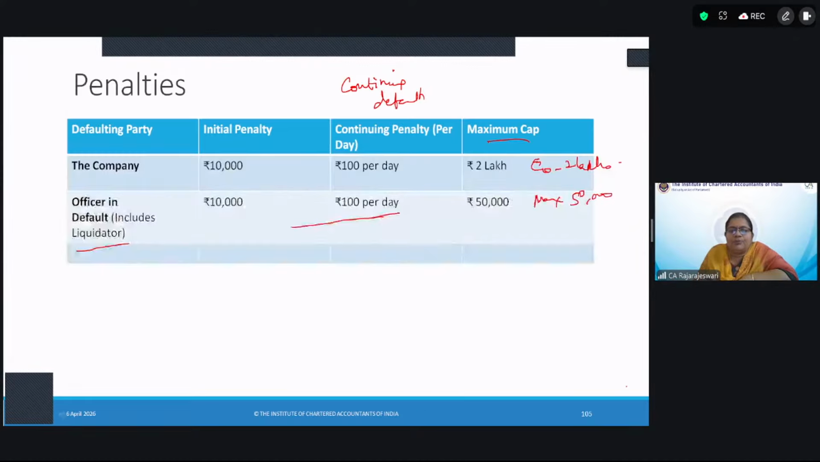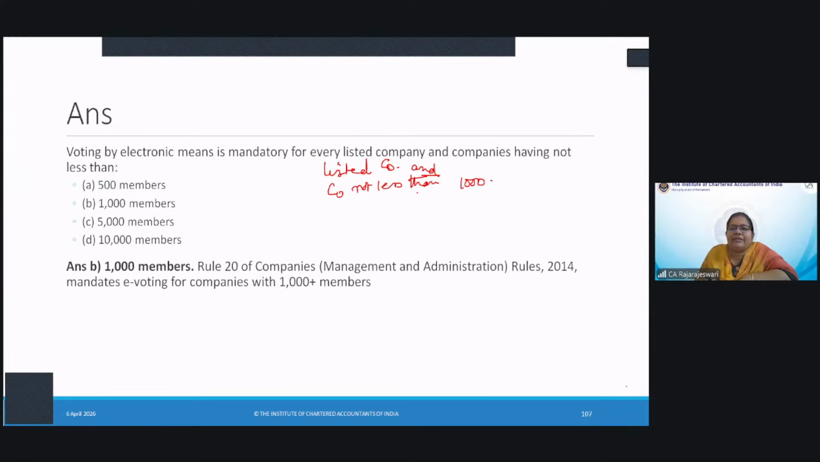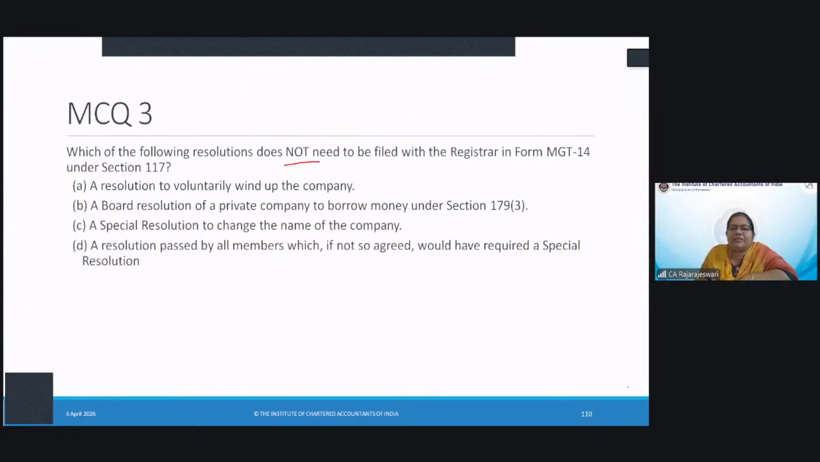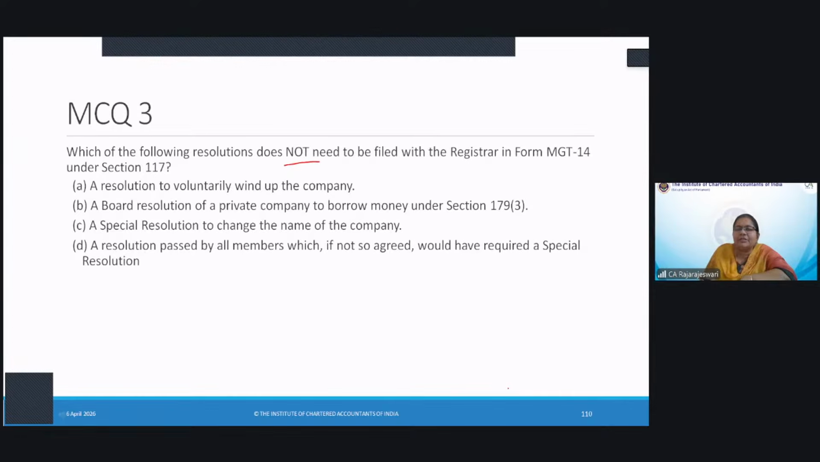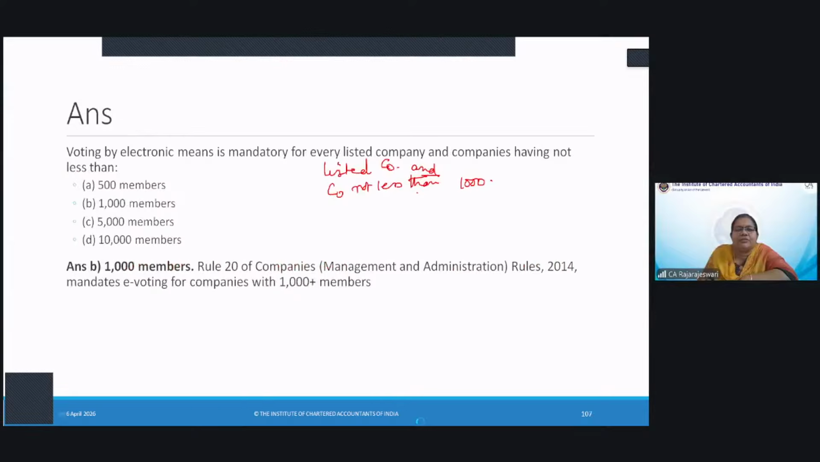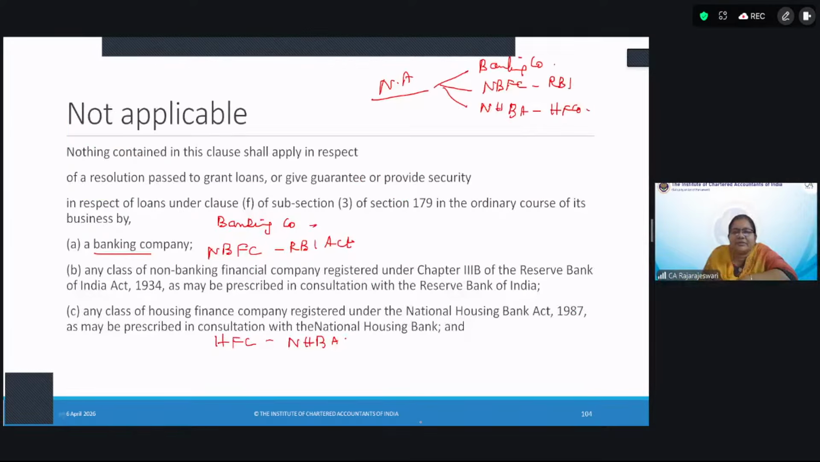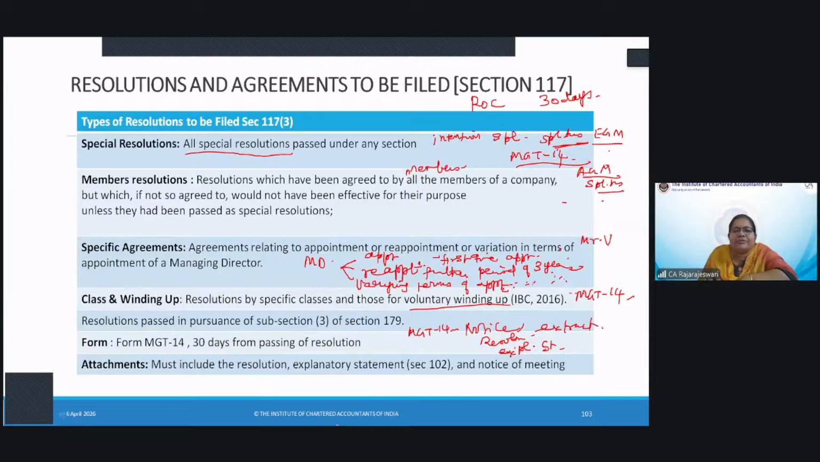Okay, I'll tell you the thing. See, for a private limited company, this is not applicable. Many have given D as the answer. It's not D. See, resolution for MGT 14, you have to file for the other things. For borrowing money, you need not file that resolution. It is specifically not applicable to a private limited company to borrow money under Section 179(3). See, MGT 14, if you see, I think that point was mentioned.